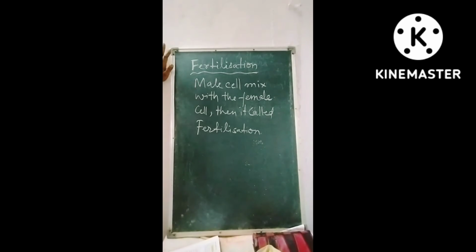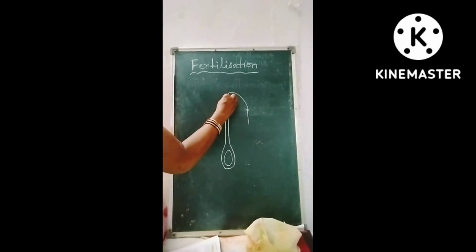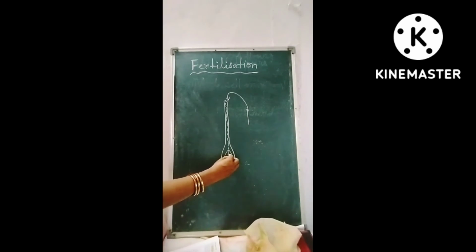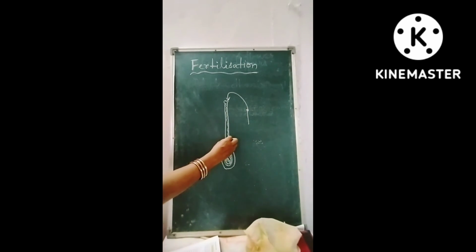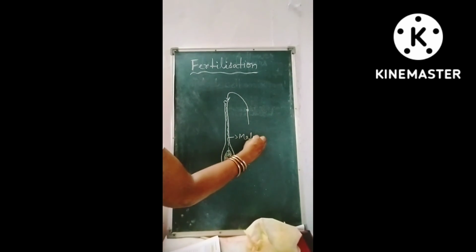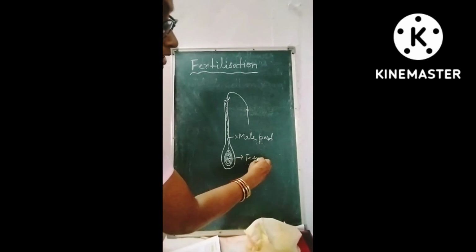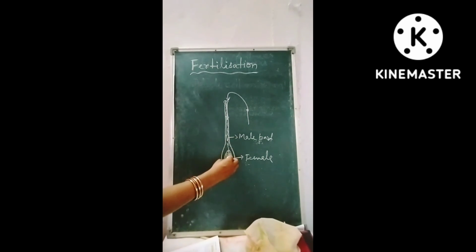How does it happen? When the anther's pollen of any plant comes and touches this stigma, then it goes down and goes inside the part of the ovary. Here, this contains the male part, okay, and this contains the female part. So when the male part comes inside and mixes with the female part, then fertilization takes place.